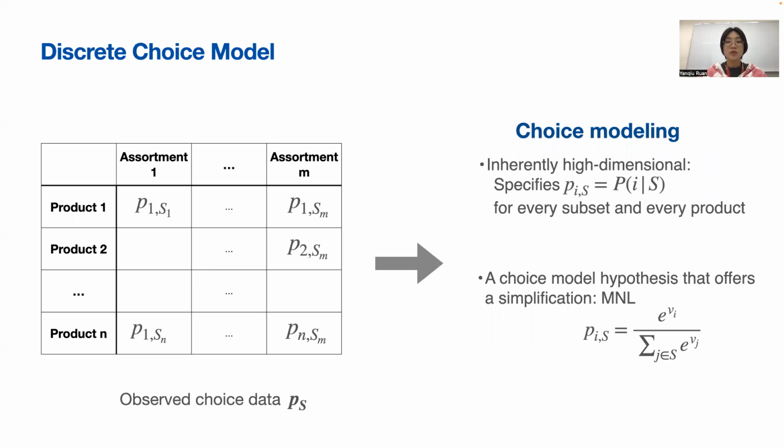Discrete choice models are used to describe the demand. Given the observed choice data, the modeler can use the chosen choice model to describe the choice probability of a product i in every given assortment S, which is denoted as P_i(S) here. As you can see, the specification of the choice probabilities depends on every product in every possible assortment, so it is high-dimensional. A model that offers a simplification is the classical multinomial logit model, MNL. The choice probabilities under MNL are in closed form, which makes it widely used in different areas.